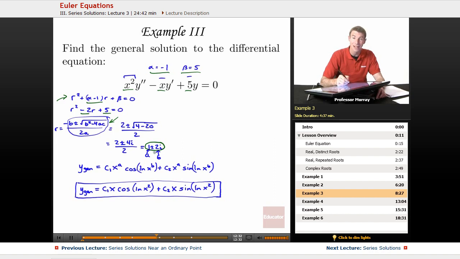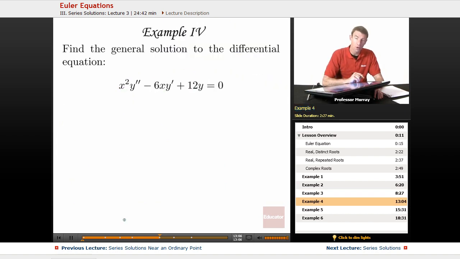And so we use that as our a and b, not the a and b for the quadratic formula, but the 1 and the 2 are the a and b that we're going to plug into our generic solution for Euler equations when you have complex roots. So we plug in x to the 1 here. We get x cosine log of x squared and x sine log of x squared as our two independent solutions, and we put them together with constants to make our general solution.